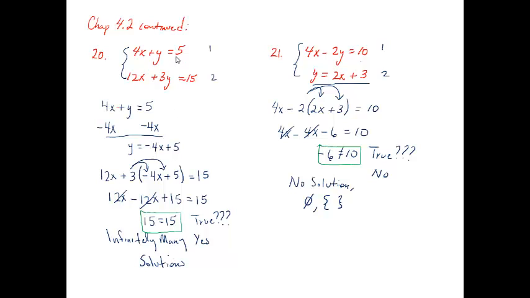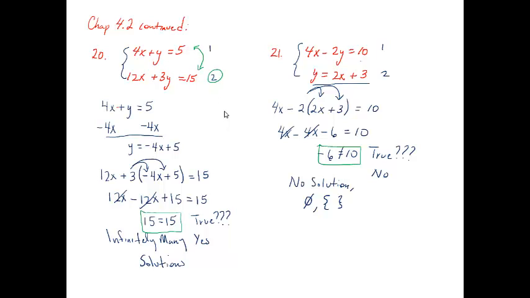That's because if you look up here, you see this 4x plus y equals 5. And then the other equation is 12x plus 3y equals 15. Do you notice the relationship between these two equations? The second equation is the first equation multiplied by 3. What's 4x times 3? It's 12x. What's y times 3? It's 3y. What's 5 times 3? It's 15. It's the same equation.